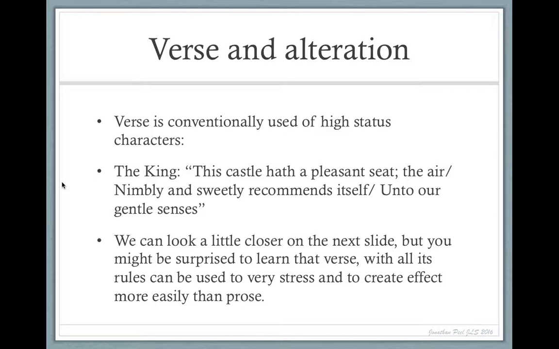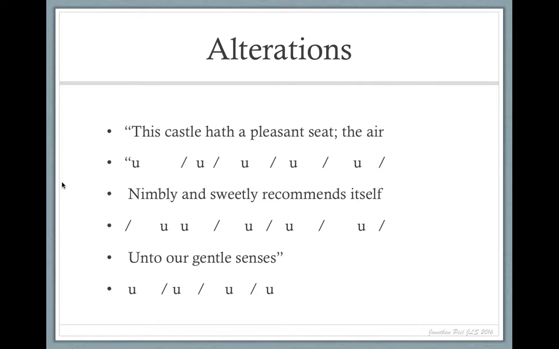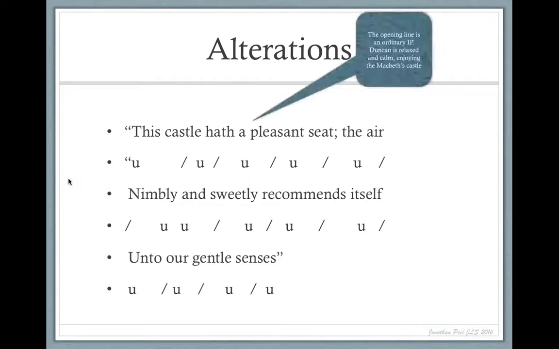By the time Shakespeare wrote this play in 1606, he was an absolute master of verse. So when we break these 3 lines down, we can see minimal but important alterations in the metre. The first line works perfectly nicely. "This castle hath a pleasant seat, the air." But even there, we can see that he's calm, iambic pentameter.